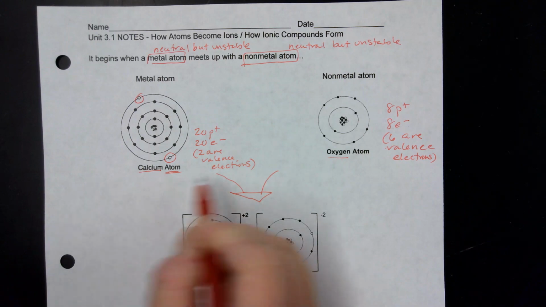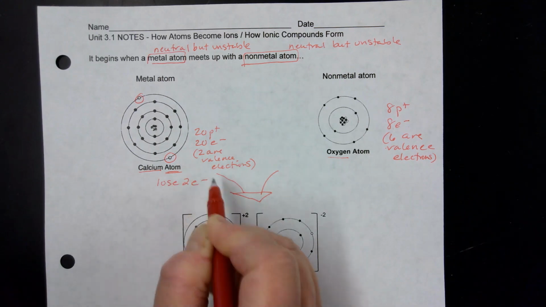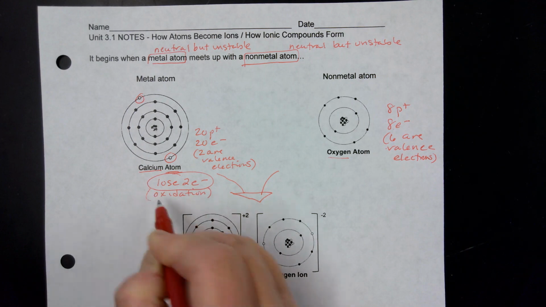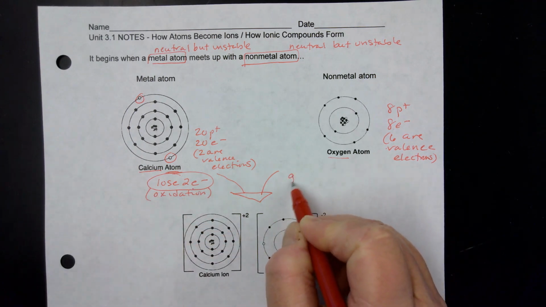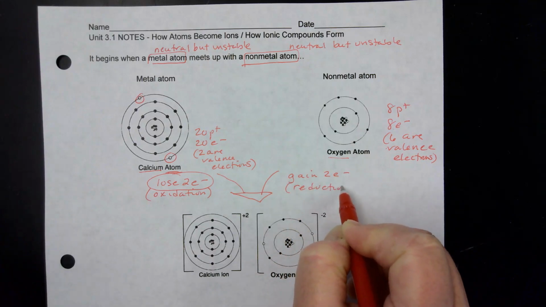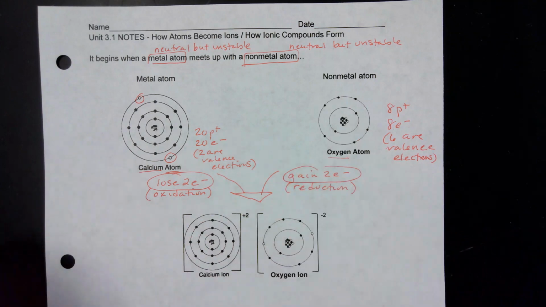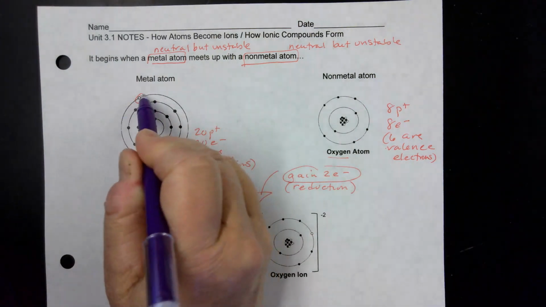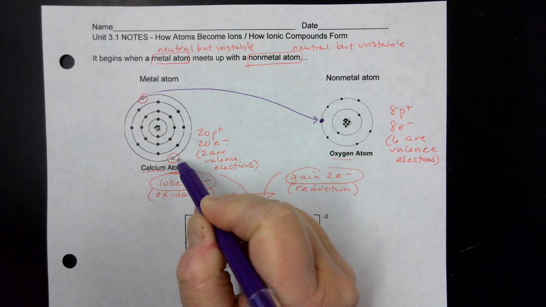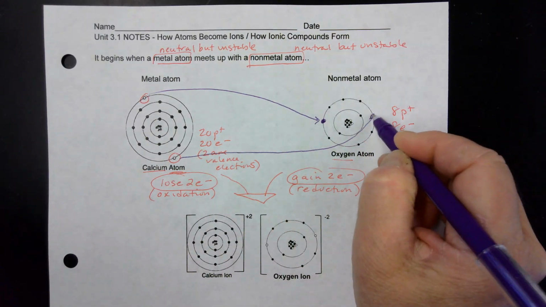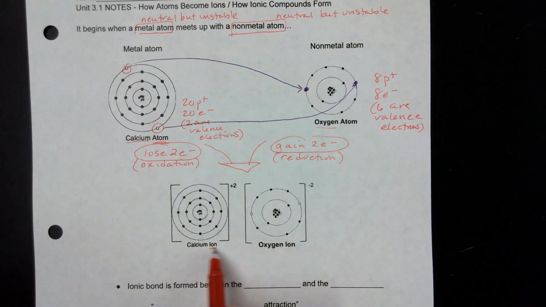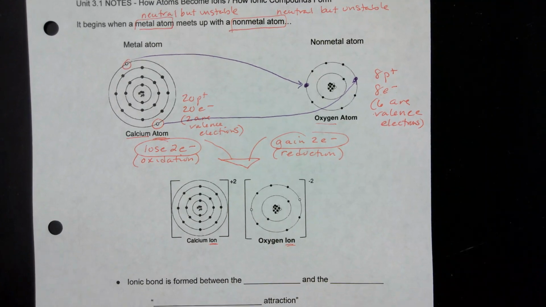So what will happen here, the calcium atom will lose 2 electrons. This is, of course, oxidation. The oxygen atom will gain 2 electrons. This is, of course, reduction. And if we're showing it up here, this electron might come over here, and this electron might come over here. And now what we have is the calcium ion. It's no longer neutral, it's a charged particle.